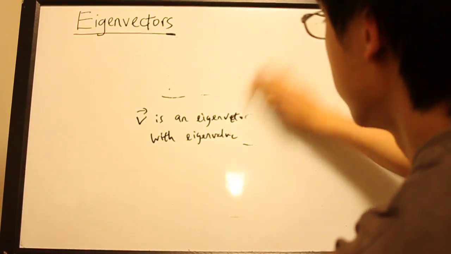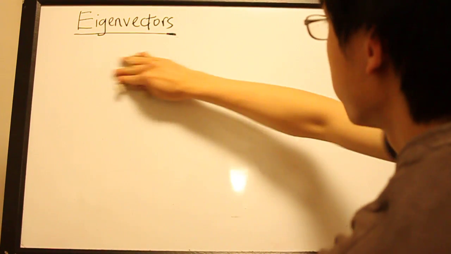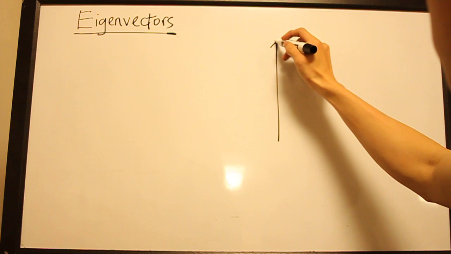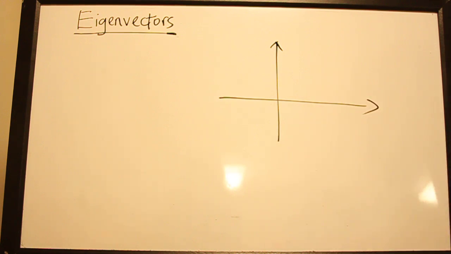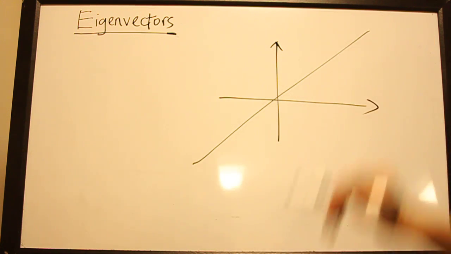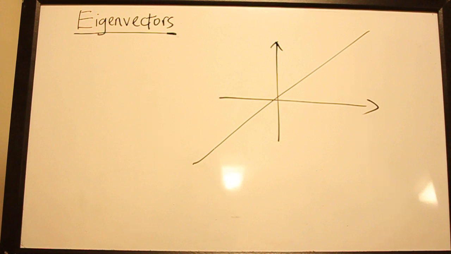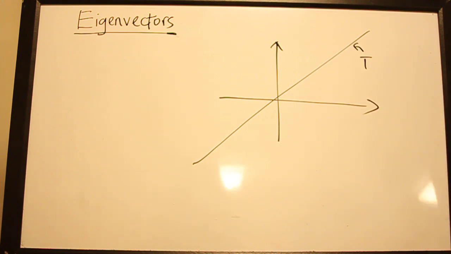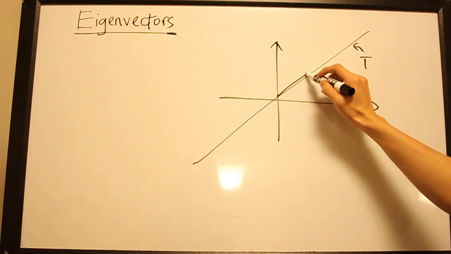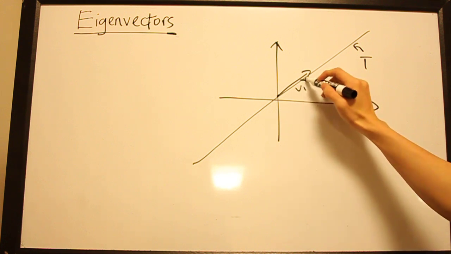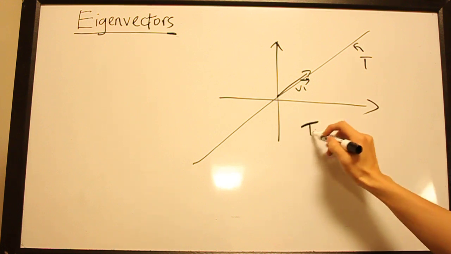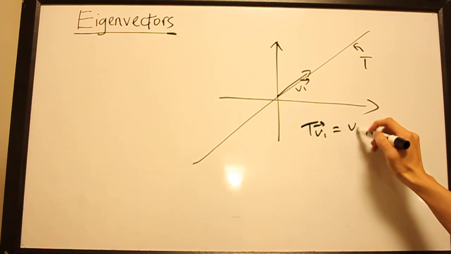Alright, so let's do an example of what an eigenvector looks like for a particular linear transformation. Let's say we have a line in R2, and you'll recall that a reflection across this line is a linear transformation. So let T be the reflection across this line. If I have a vector V1 which is along this line, the action of T on V1 does nothing to V1. So you can write that as T of V1 equals V1.